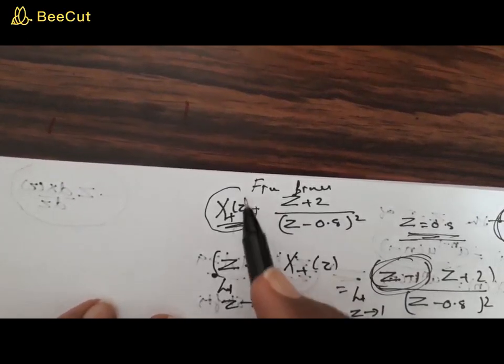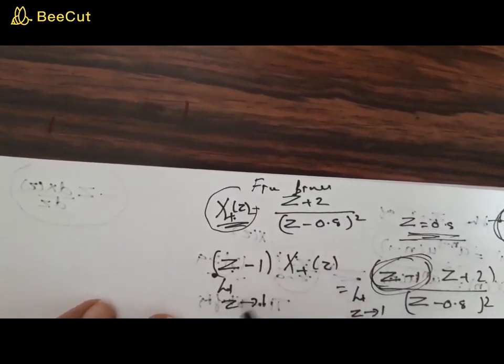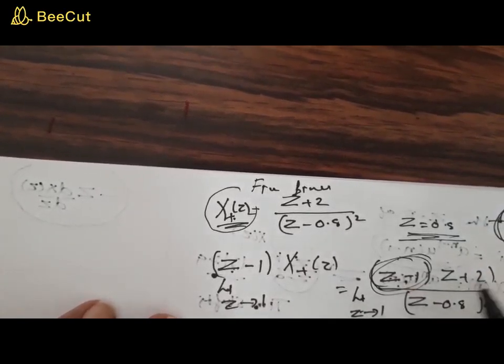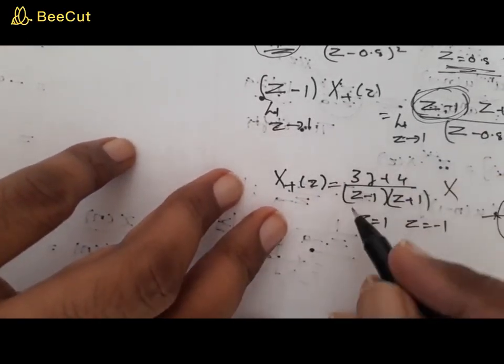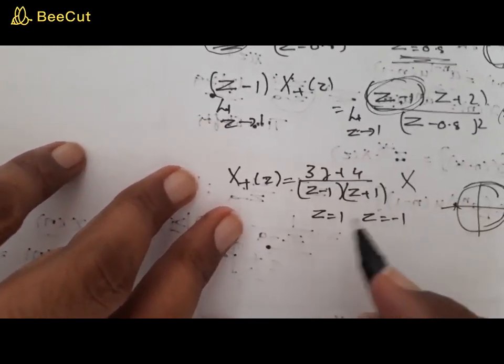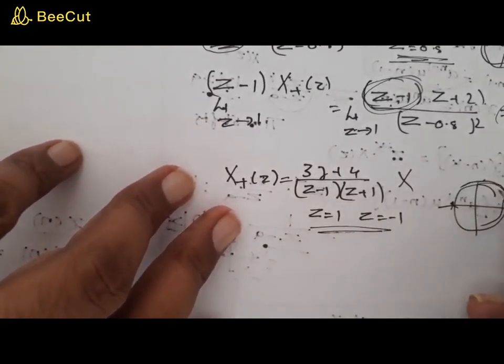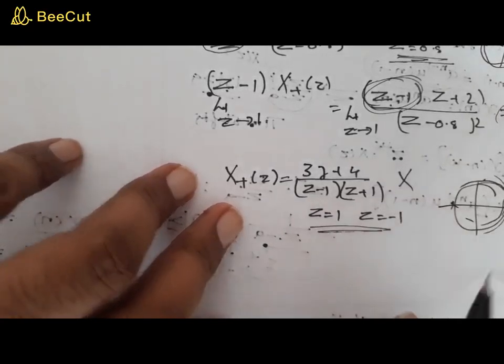So how to find the final value? Multiply this by z minus 1 and apply the limit as z tends to 1. So no terms got cancelled, only you have z minus 1. When you apply 1, you will be getting 0. Now another problem: X plus of z is 3z plus 4 by z minus 1 into z plus 1. When you find the poles, a pole lies on the z equal to 1 boundary, right? So it is not possible to have a final value. Therefore the final value is undefined in this case.